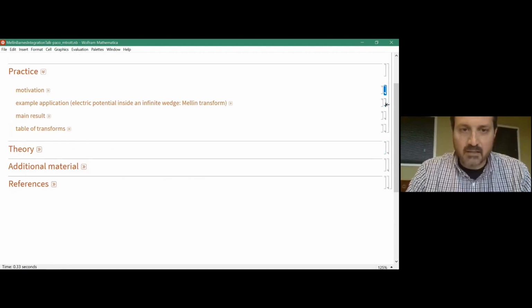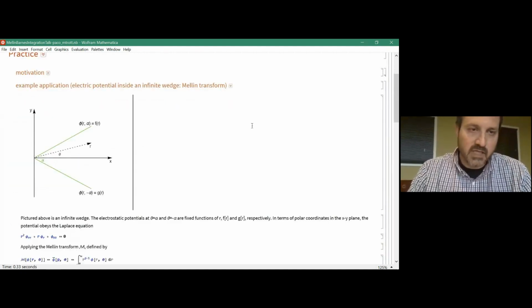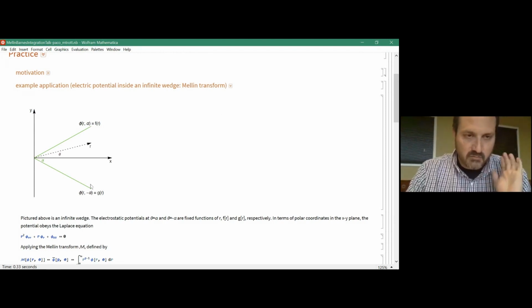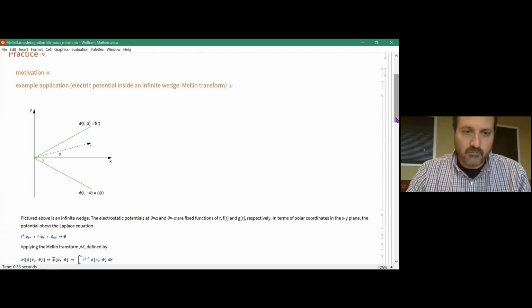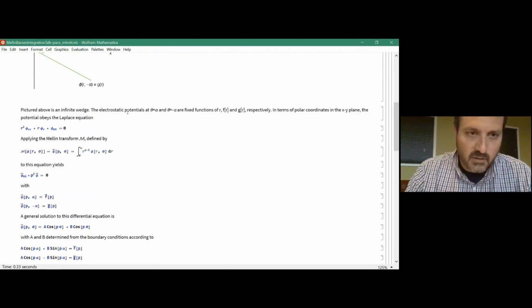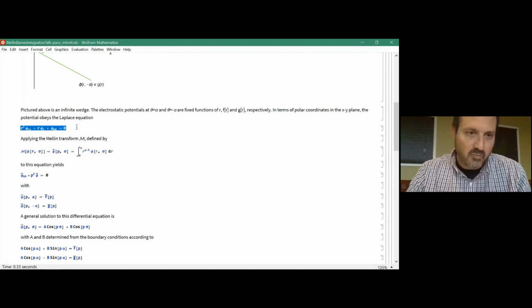Just to make it a little less abstract, I want to take you through just a basic example application. This is solving a differential equation to be exact, Laplace's equation in an infinite wedge. So you imagine this green shape is a wedge that goes infinitely into and out of your screen. And it's held at a potential phi at the top and the bottom of the wedge. And electrostatic theory tells us that we use Laplace's equation to solve this type of problem.